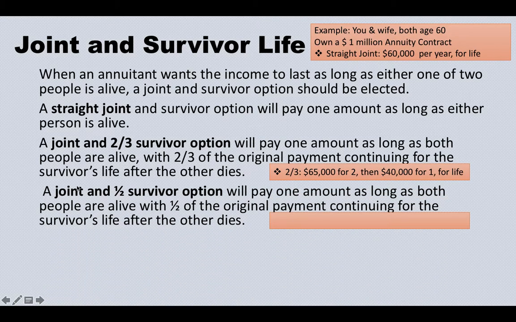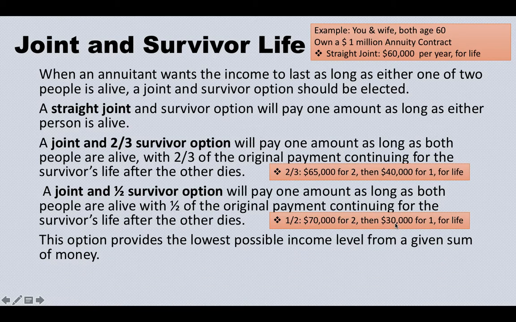Then the joint and half survivor option. This one is very similar, but the reduction is even greater, so the survivor gets $35,000. Basically, if you both live, I give you $70,000 per year. If one dies, I give you half of this, $35,000 per year. So you can see they can give you a little higher amount while you are both alive, but when one person dies, the payment is reduced dramatically. That's how they calculate.